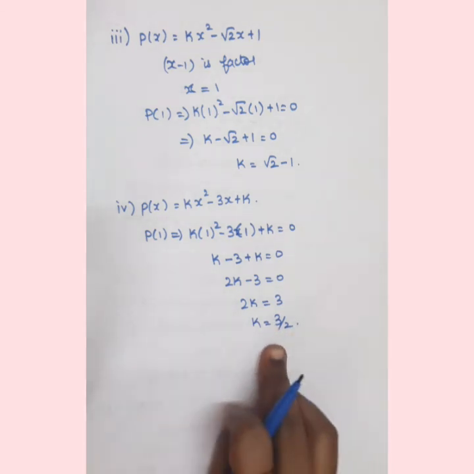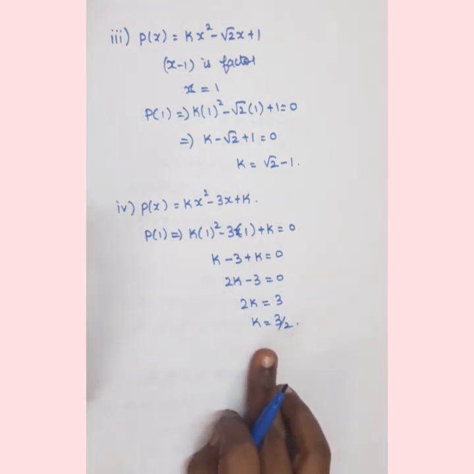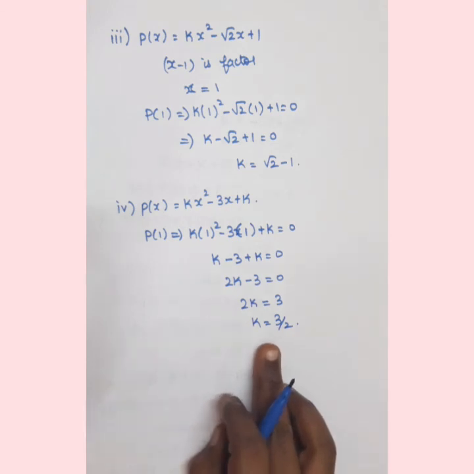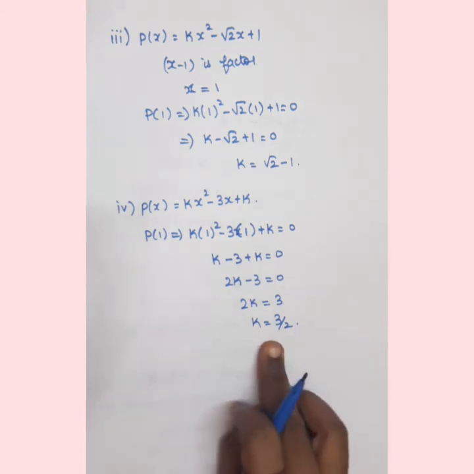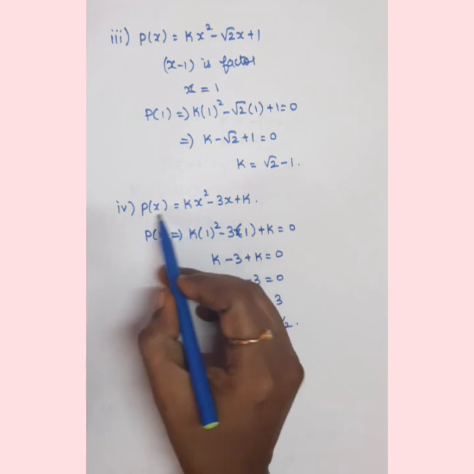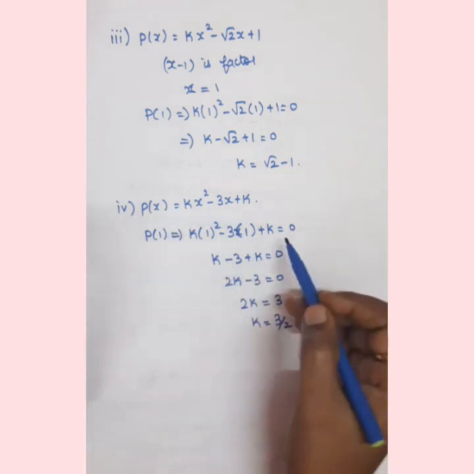So to check whether the value of k we have found is right, you can substitute the value of k in the place of k in p of x. You will get the remainder as 0.